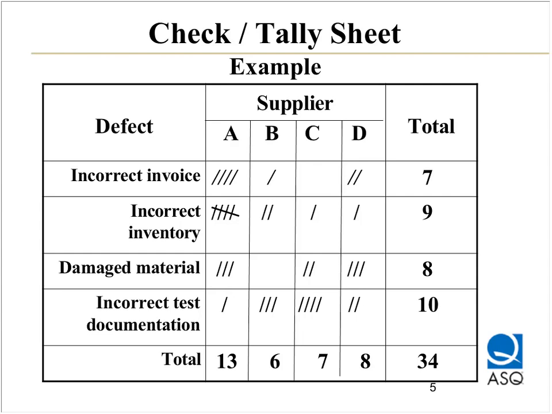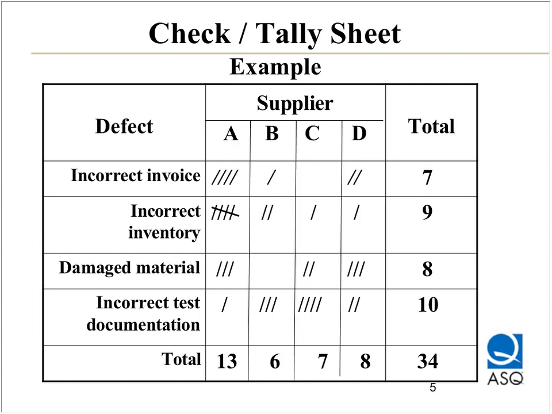Let's take a simple example. Let's continue with supplier A. We have 4 in the incorrect invoice row, 5 in the incorrect inventory row, 3 in the damaged material row, and 1 in the incorrect test documentation row, for a total of 13 separate defects noted with respect to supplier A. We do the same thing for B, C, and D.